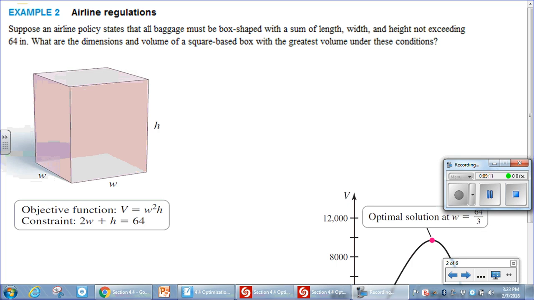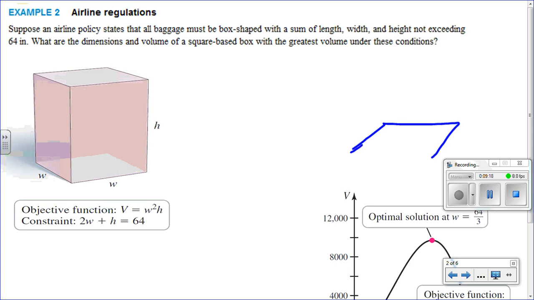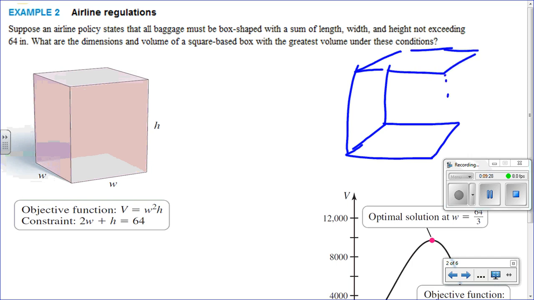All right. So pretend you don't have the picture, right? Don't look at it. So it's a square base, and then it goes up. Let's trace it. So here's the square base, and then with a sum of length, width, and height not exceeding 64.